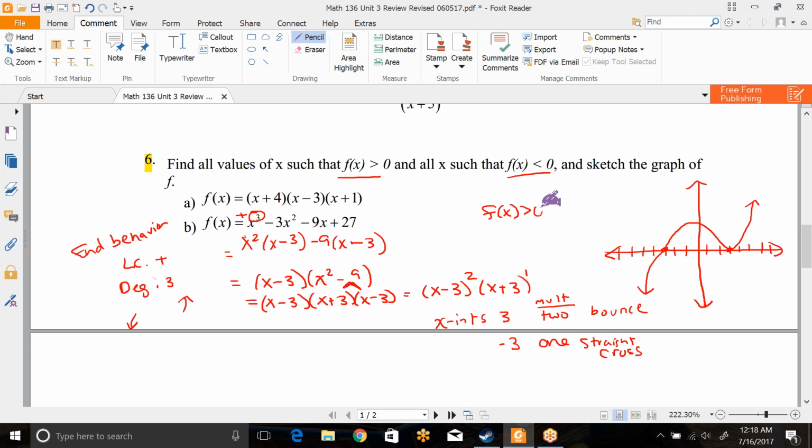F of x is greater than 0 when we are at negative 3 to 3, because that's above the x-axis, and from 3 to infinity. F of x is less than 0 on negative infinity to negative 3.